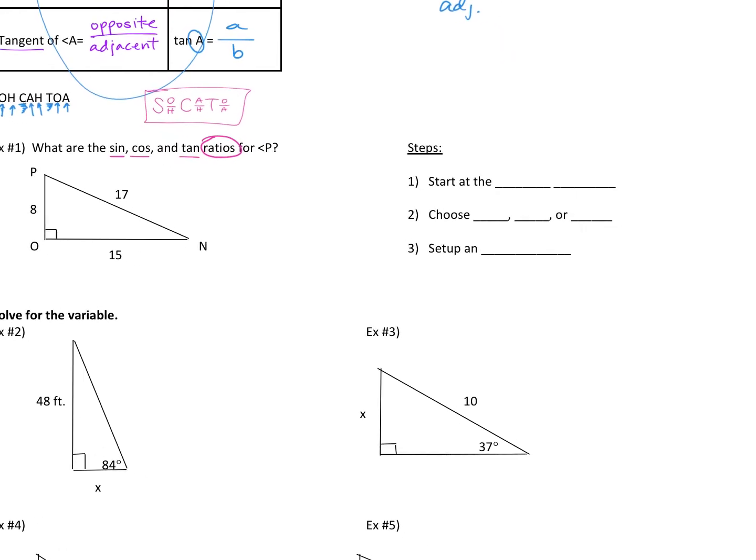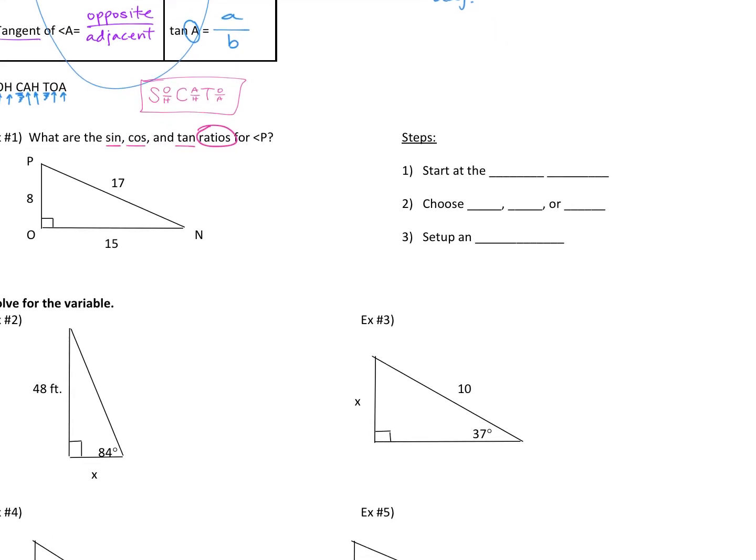Here's your steps. You are going to start at the given angle, which in this first problem is what? What's the angle they're talking about? Angle P. Okay, so in this case, we're talking angle P. Start from the angle. Second step is choose: are we doing sine, cosine, or tangent? And then from there, you can set up a ratio.